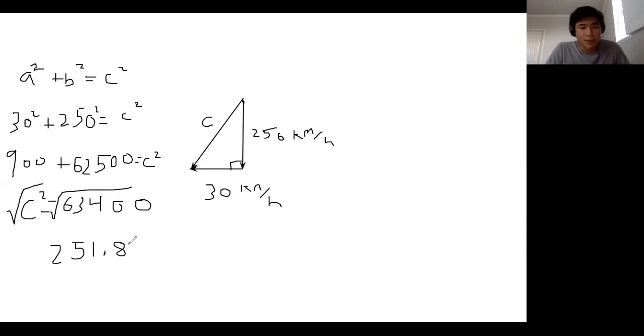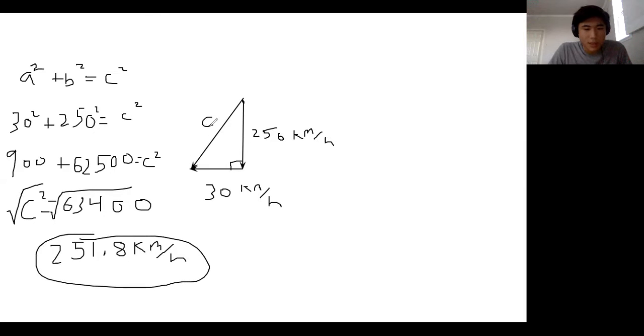Kilometers per hour. So that is what this is over here. This is equal to 251.8 kilometers an hour. So anytime you have a question that's asking you to find resultant vectors, always draw a diagram, because diagrams are how you're going to figure out how to solve for the final product. We drew the diagram here and we realized that it formed a triangle, so we need to use the Pythagorean theorem to find out what the last side is.